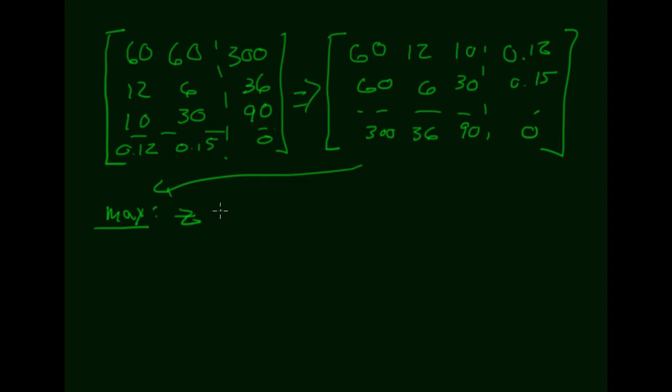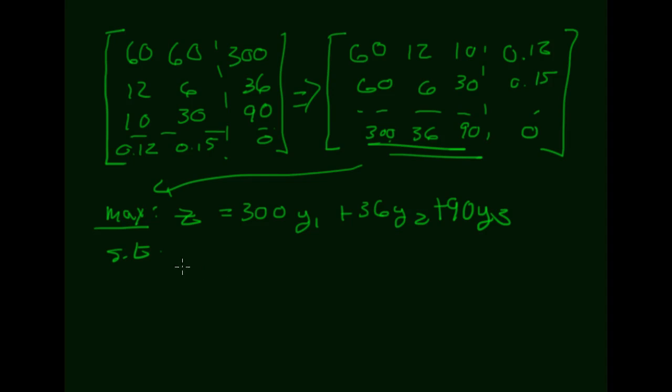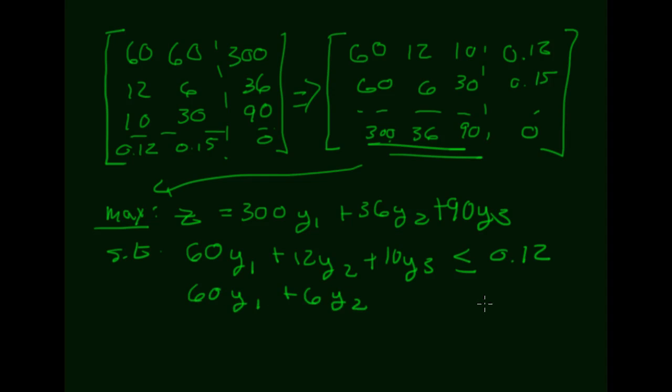Now I can use this to formulate my dual maximization problem. I would maximize z equal to 300 y sub 1 plus 36 y sub 2 plus 90 y sub 3. I'm getting that from here. Subject to, my first constraint would be 60 y sub 1 plus 12 y sub 2 plus 10 y sub 3 less than or equal to 0.12, and 60 y sub 1 plus 6 y sub 2 plus 30 y sub 3 less than or equal to 0.15, such that y sub 1, y sub 2, y sub 3 are all greater than or equal to 0.